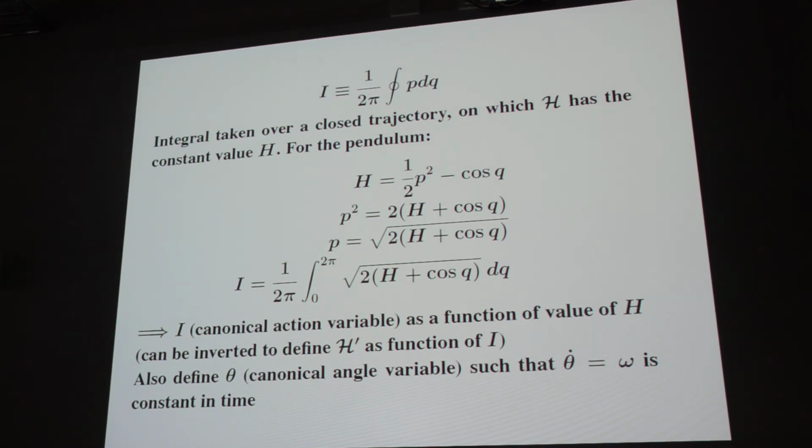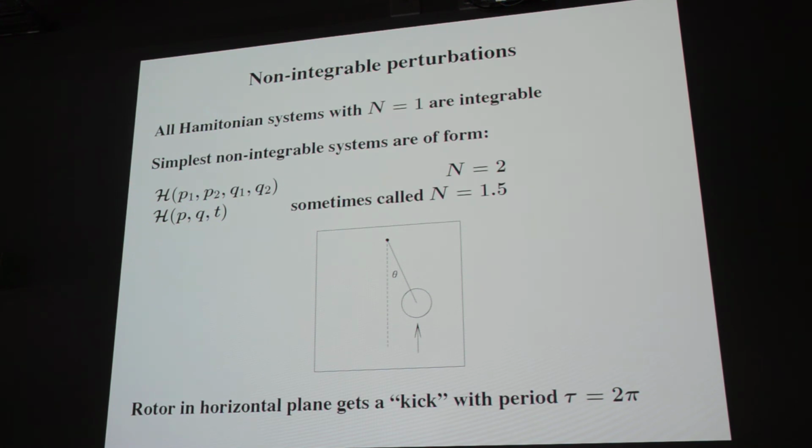It had to be more complicated. Okay, so we can have h of p1, p2, q1, q2. And that's n equal to 2, or we can make it a function of time. And sometimes that's called 1.5 degrees of freedom. And we're going to choose for it to be a function of time. And now we're going to imagine a system which is kind of like a pendulum, but not really. I'll explain it to you.